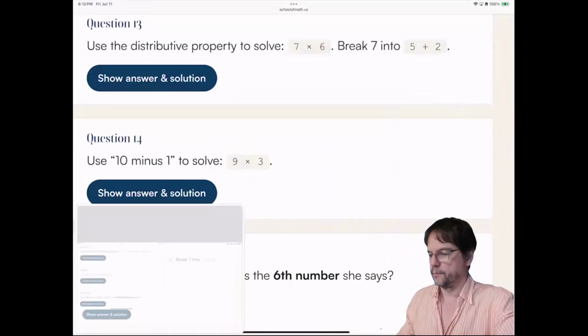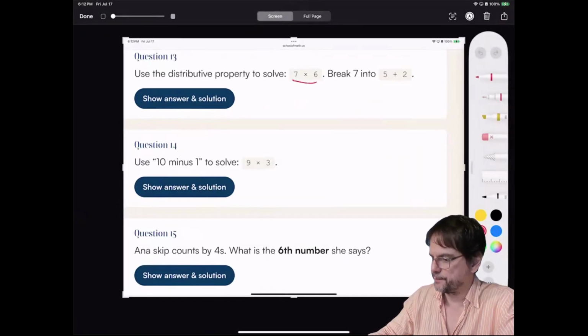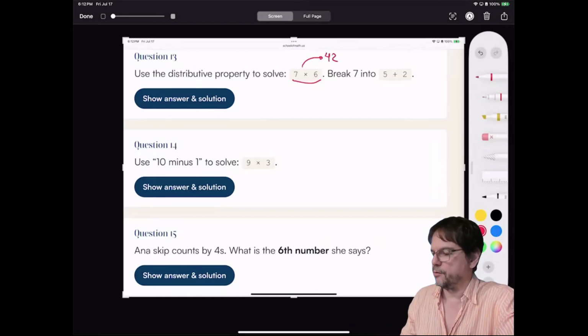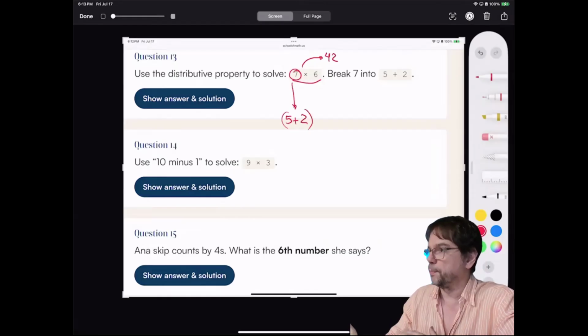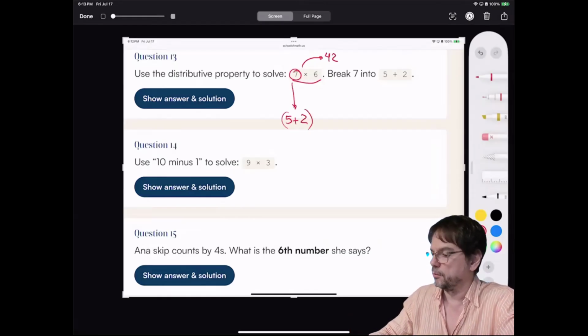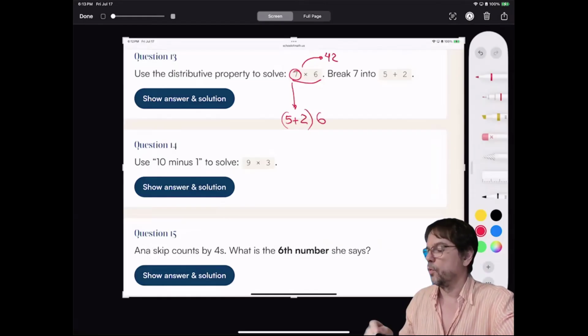Look, you have 7 times 6. How much is 7 times 6? 42. He's asking you to break 7 into 5 plus 2. Now instead of 7, you multiply 5 plus 2 times 6. Do you agree? What do I do first?